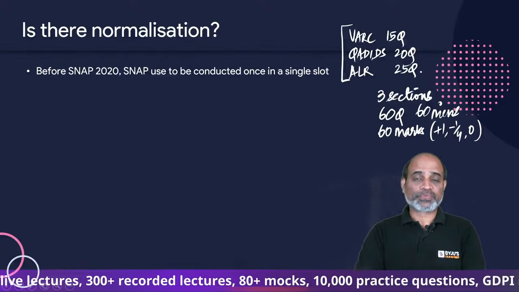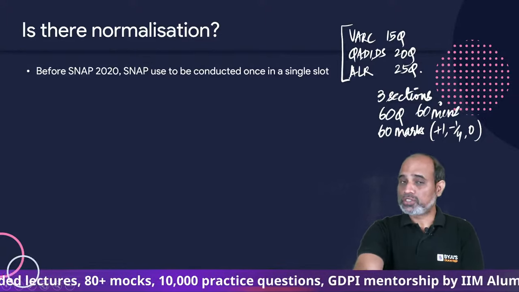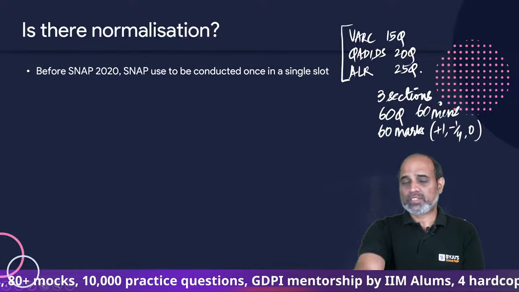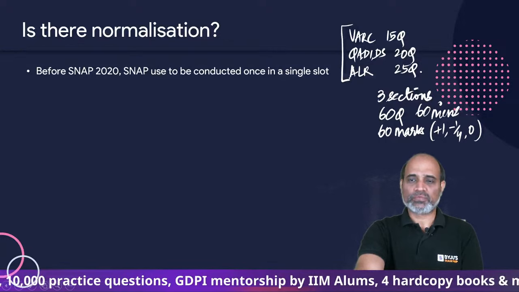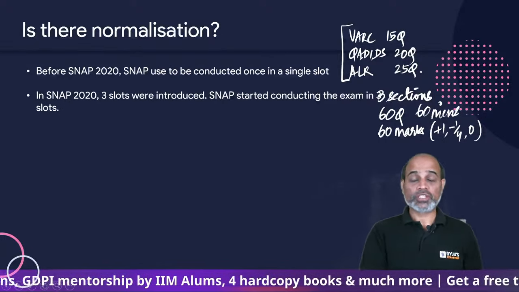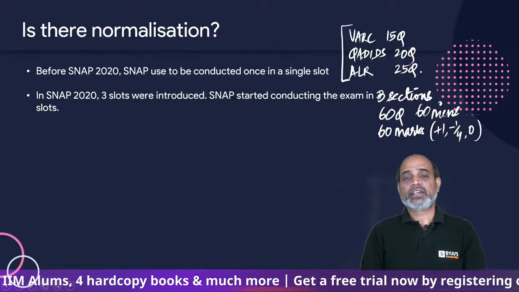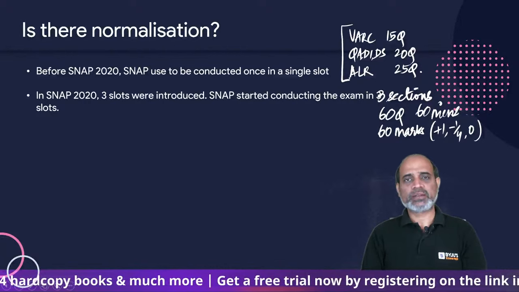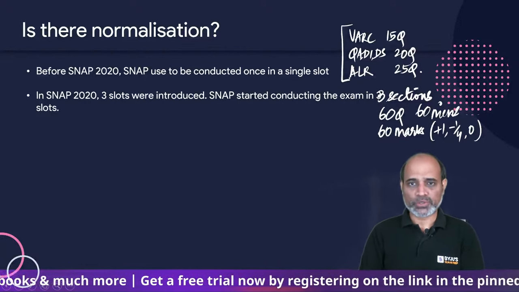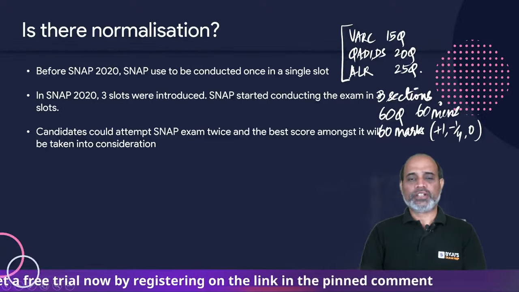Okay, so is there going to be a normalization? What happened was, before 2020 SNAP used to be conducted in just one slot, and in SNAP 2020 there were 3 slots introduced. ठीक है, just like CAT में आपके 3 स्लॉट्स होते हैं same day में, उसी तरह से SNAP में 3 स्लॉट शुरू हो गया. 3 exam slots on different dates.